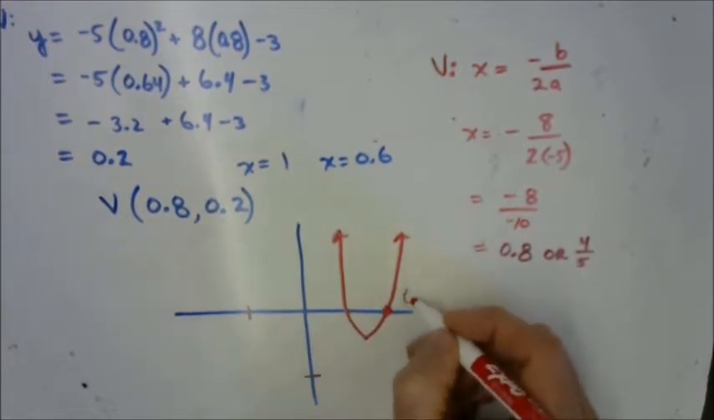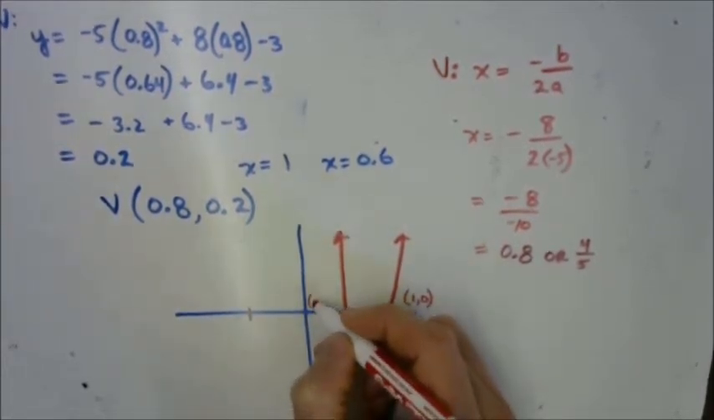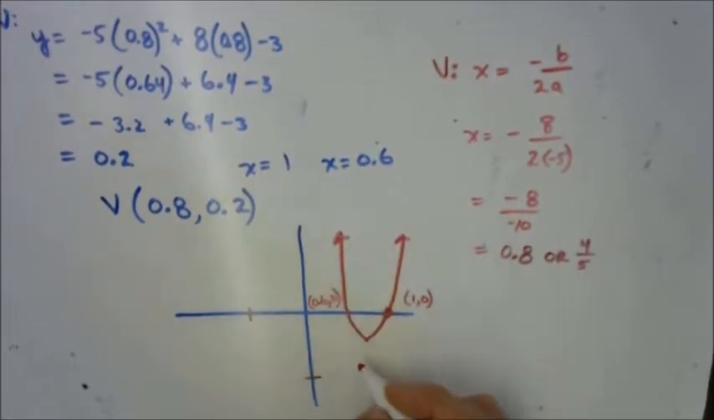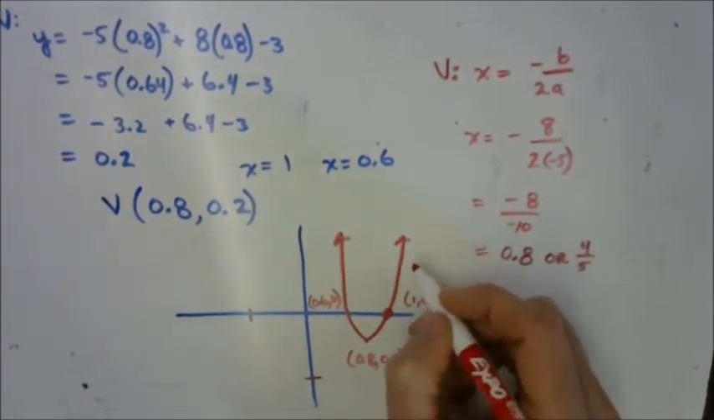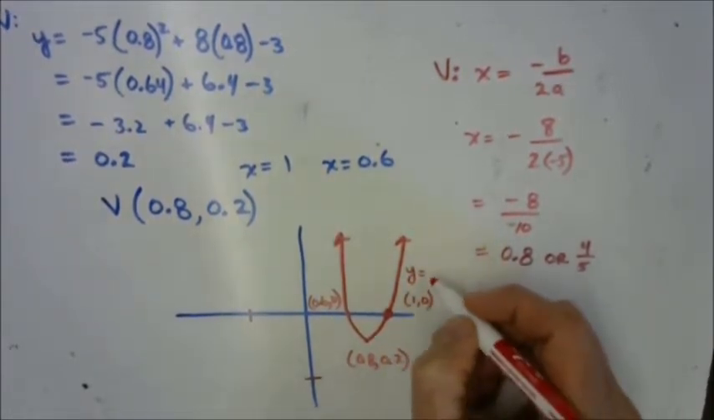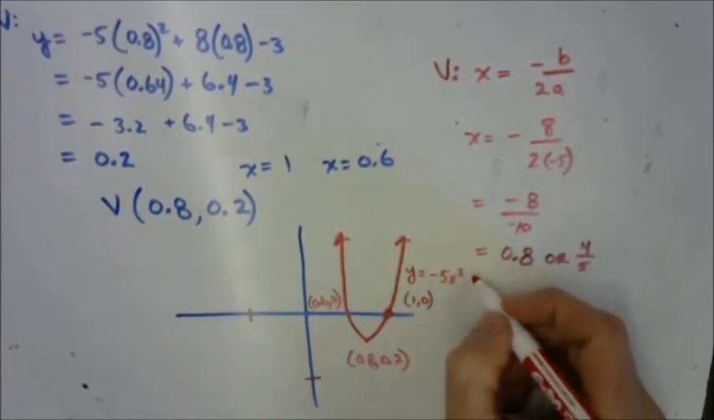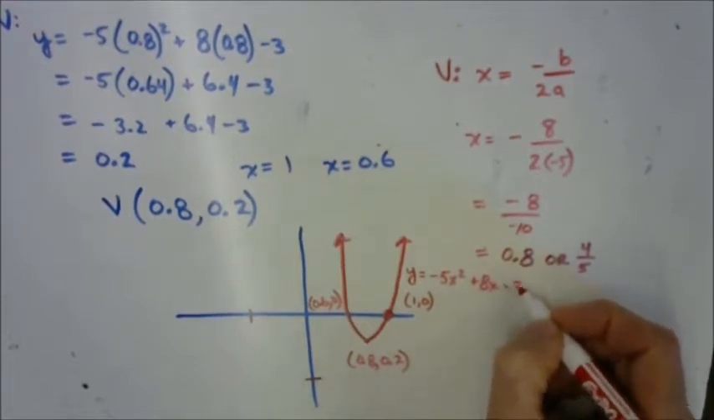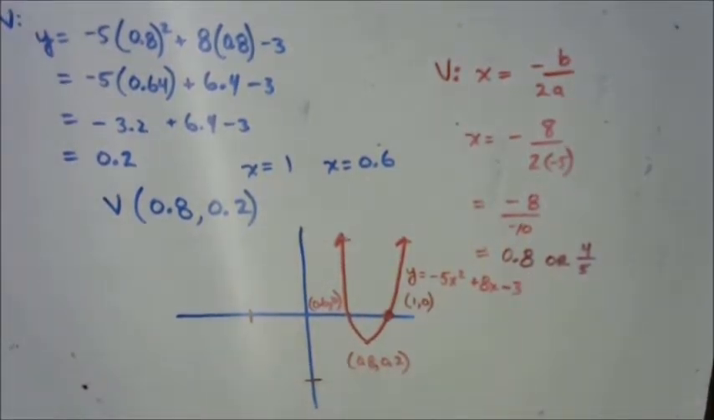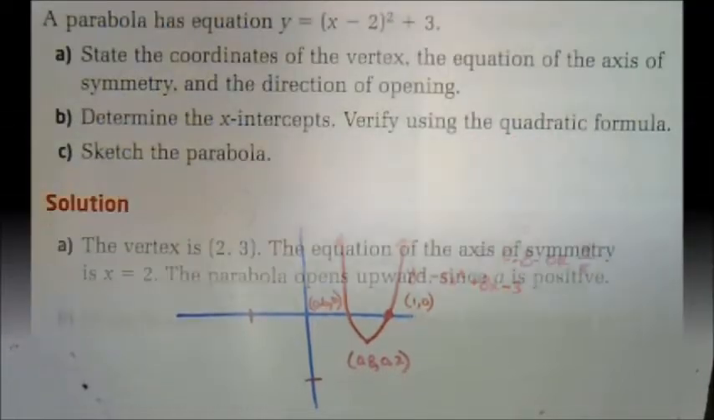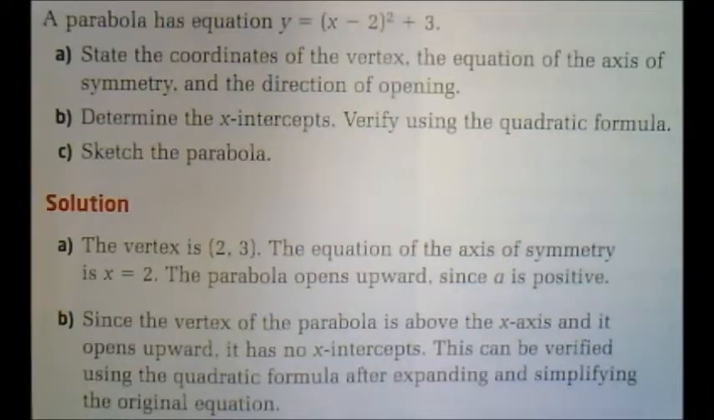So here we have the point 1, 0. Here we have the point 0.6, 0. Here we have the point 0.8, 0.2. And we're going to label our graph y equals negative 5x squared plus 8x minus 3. Lovely. We've sketched our parabola by first finding our x-intercepts, then finding our vertex, and then drawing a careful graph. This is example number 3 from lesson 6.4 using the quadratic formula.